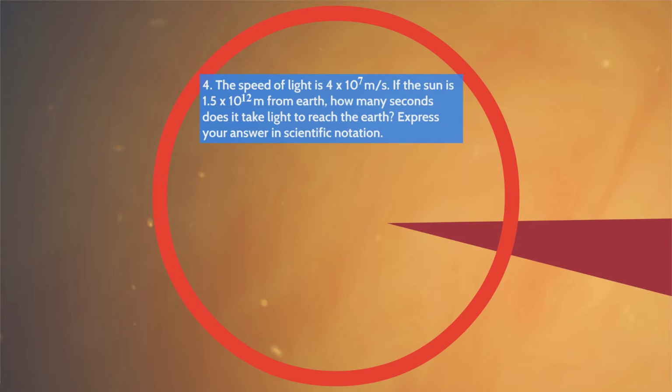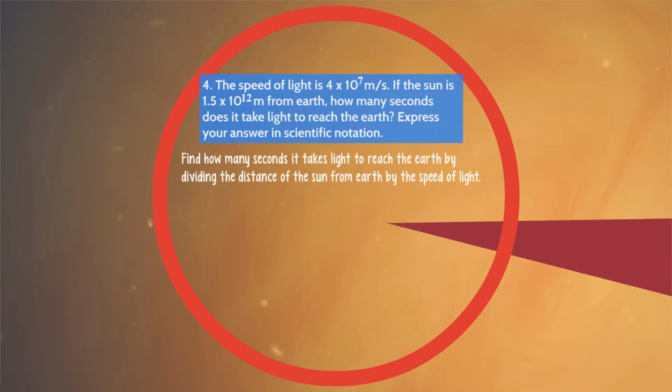After analyzing the problem, we can determine how to find the time. To find how many seconds it takes light to reach Earth, we will divide the distance of the sun from Earth by the speed of light. Based on the given problem, the speed of light is 4 times 10 raised to the 7th power meters per second, and the distance from sun to Earth is 1.5 times 10 raised to the 12th power meters. So we have 1.5 times 10 raised to the 12th power meters over 4 times 10 raised to the 7th power meters per second. We will follow the same procedure like what we did with the previous examples.